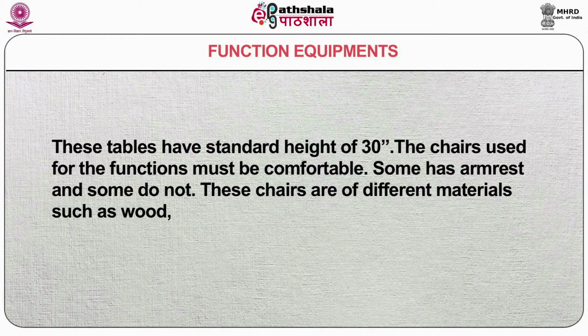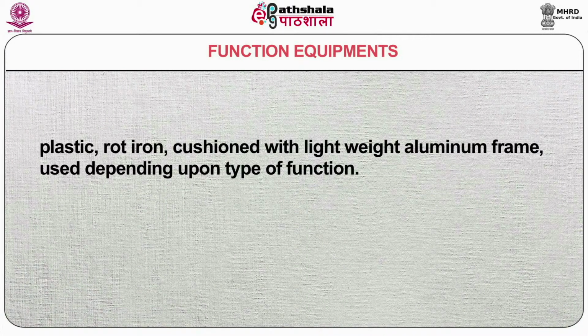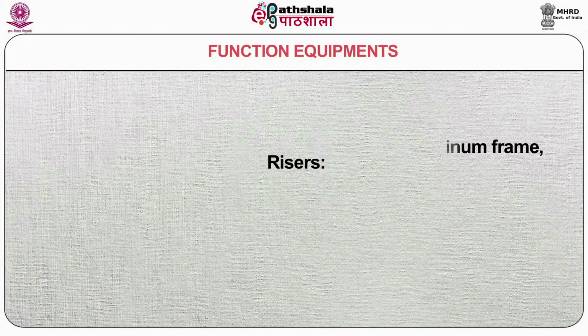The chairs used for the functions must be comfortable. Some have armrest and some do not. These chairs are of different material such as wood, plastic, wrought iron, cushioned with lightweight aluminum frames, used depending upon the type of functions. Risers.